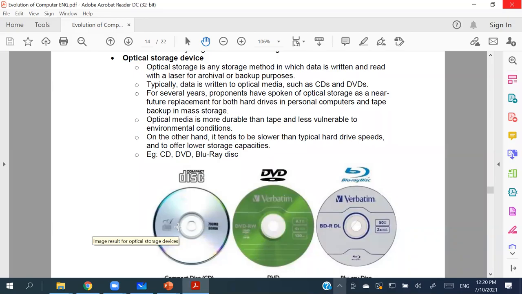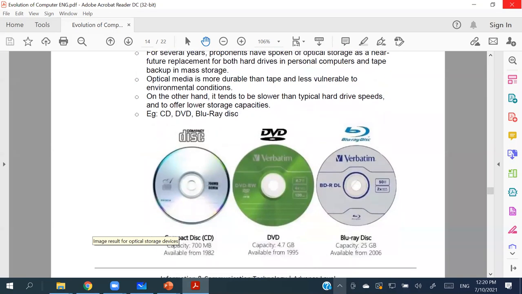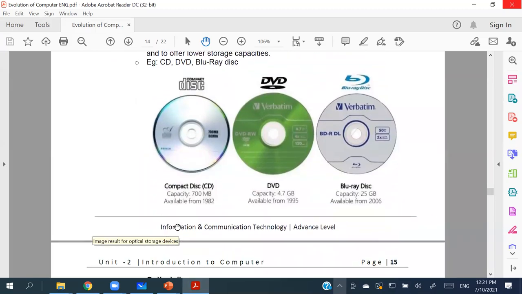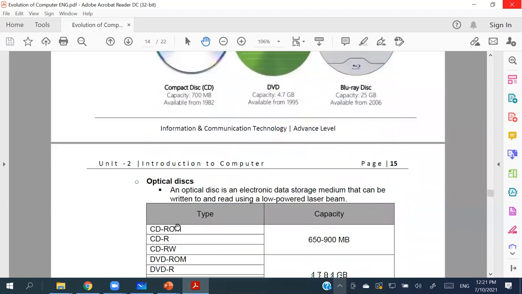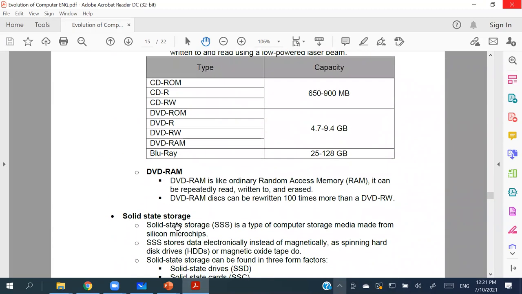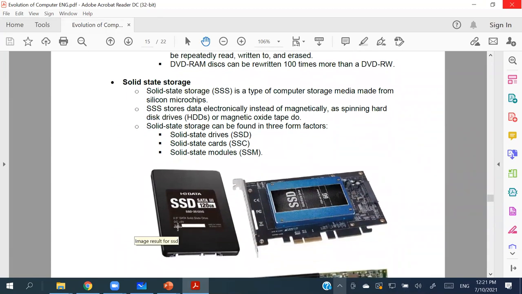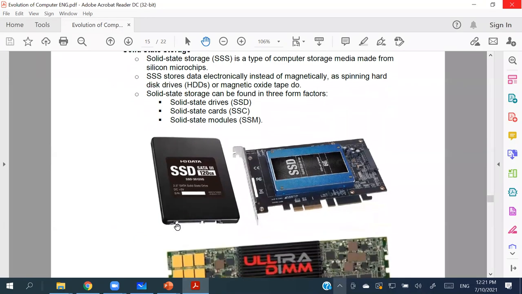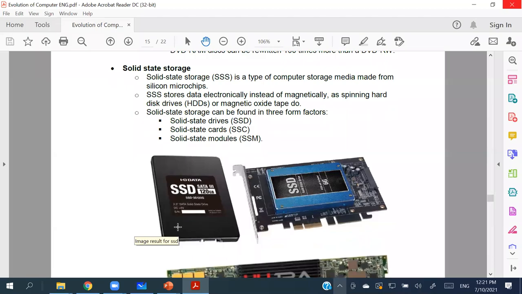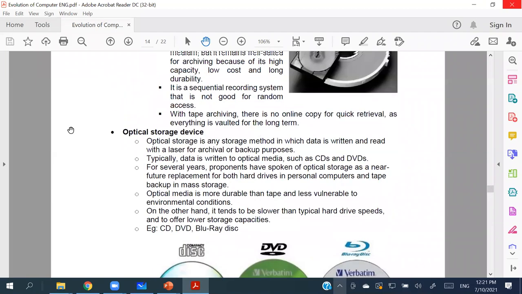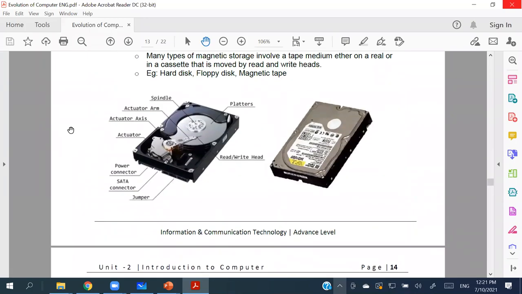I'll show you a nice video that will give you the idea of what really happens. Before that, I want you to take the idea of solid state devices. These are called solid state devices because there are no movable parts inside. With magnetic storage, you can clearly see the head moving with the help of the actuator arm, so there are moving parts inside it.